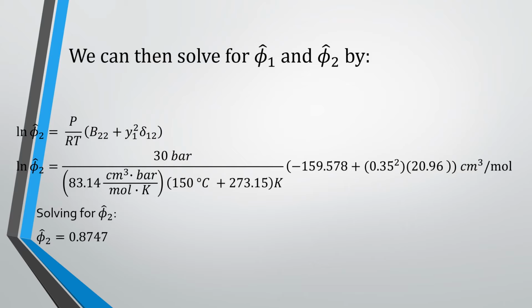In the same manner, we can solve for the fugacity coefficient of species 2 by substituting the appropriate values, which we already solved and which are also given. So substituting and by shift solve in our calculator, we solved that the fugacity coefficient of species 2 in the solution is equal to 0.8747.